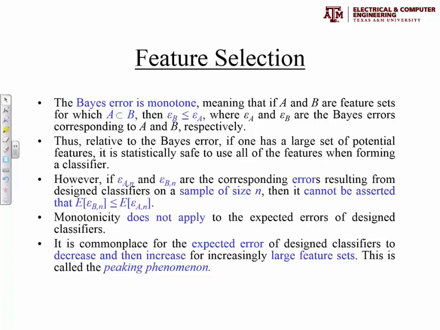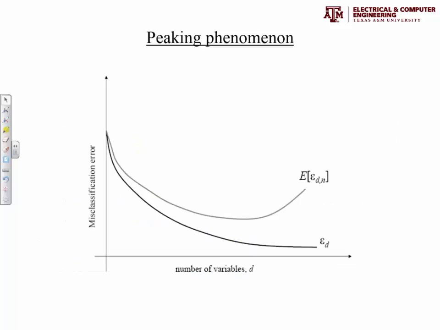However, if epsilon A comma n and epsilon B comma n are the corresponding errors resulting from the design classifiers, not from the Bayes classifier, on a sample of size n, then you cannot assert that the expected error of the classifier using the higher number of features is going to be lower than the expected error of the classifier using a smaller number of features. In fact, monotonicity does not apply to the expected errors of design classifiers. And it is commonplace for the expected error of design classifiers to decrease as you start increasing the number of features. Initially the classifier is doing better, the expected error is going down, and then it'll go up. So this is referred to as the peaking phenomenon, and that's captured in the next diagram.